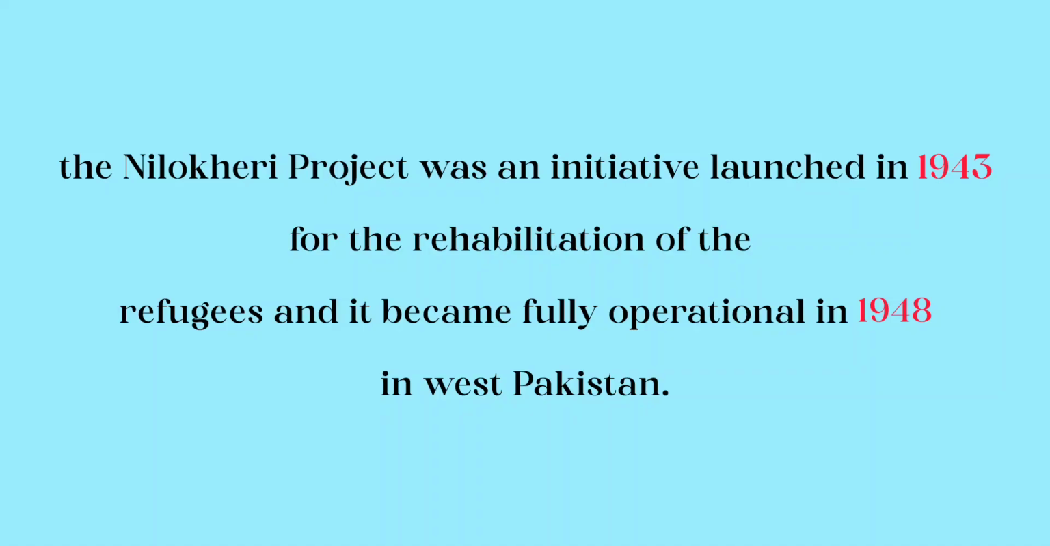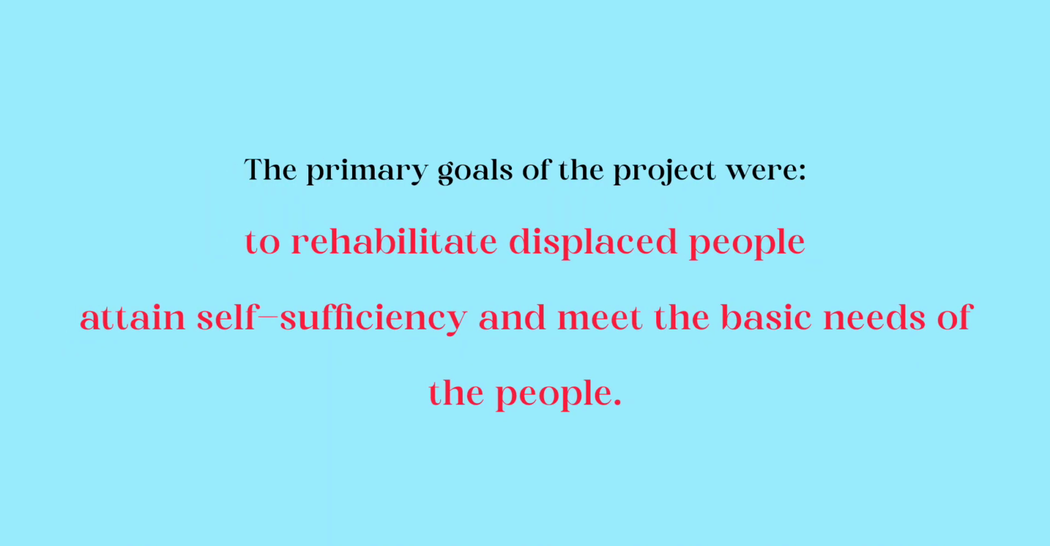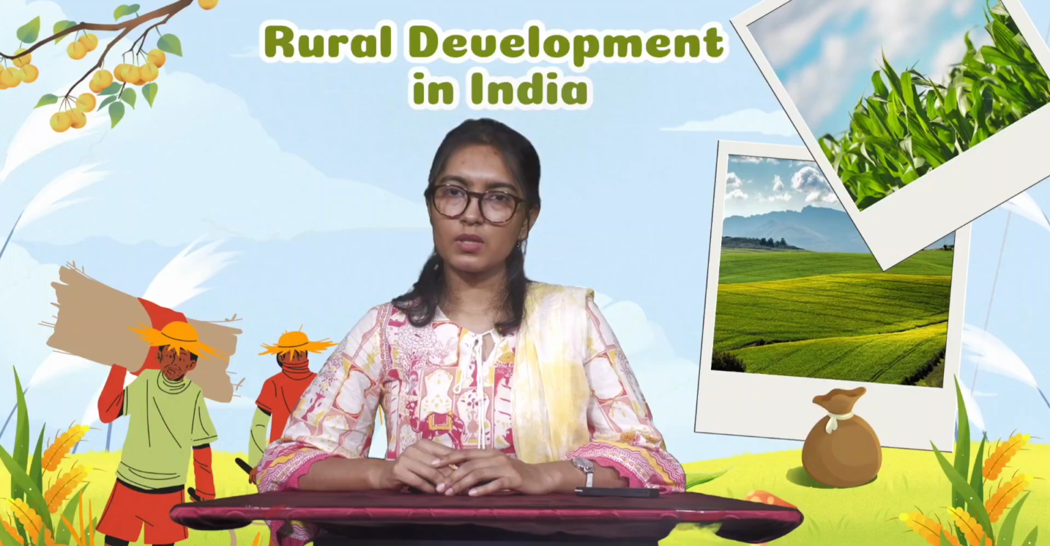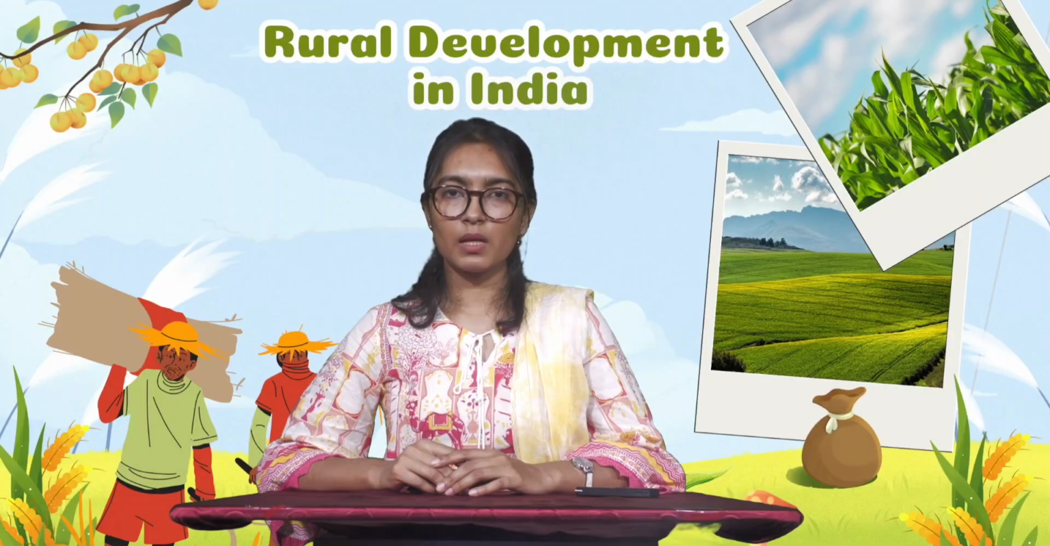Similarly, the Nilokheri project was an initiative launched in 1943 for the rehabilitation of the refugees, and it became fully operational in 1948 in West Pakistan. The primary goals of the project were to rehabilitate displaced people, attain self-sufficiency, and meet the basic needs of the people. Based on the objectives, the idea of agro-industrial economy was adopted for the development of the nearby rural areas.